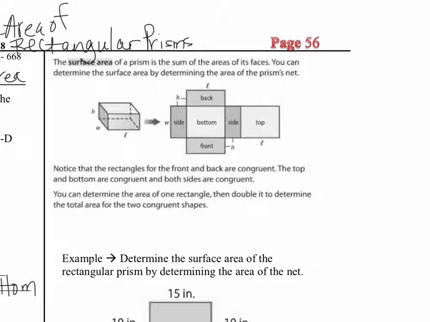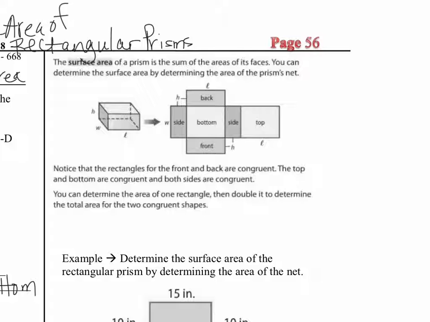The surface area of a prism is the sum of the area of its faces. You can determine the surface area by determining the area of the prism's net. A net is a two-dimensional shape that goes along with its three-dimensional shape.